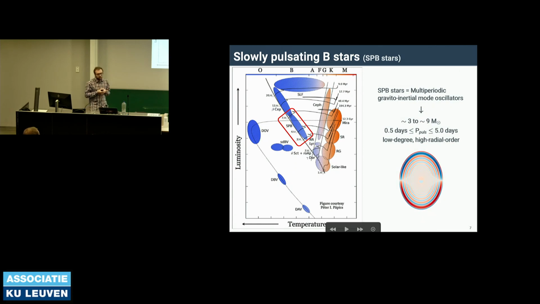These modes are low degree and high radial order, meaning that there are few nodes on the surface, as you can see in this specific representation here. There's only one node at the surface. And high radial order, meaning that there are many nodes inside the star in the radial direction.